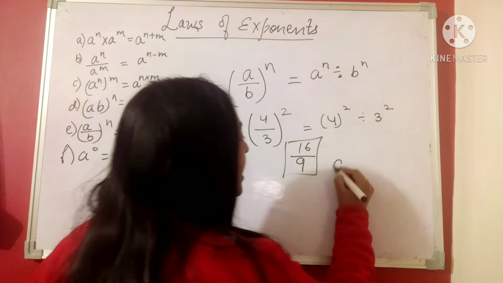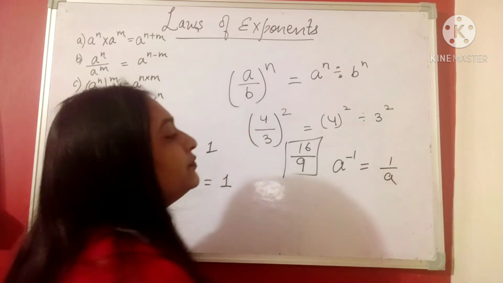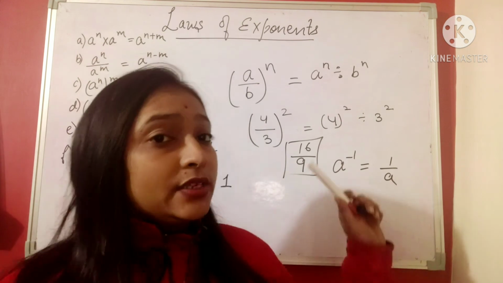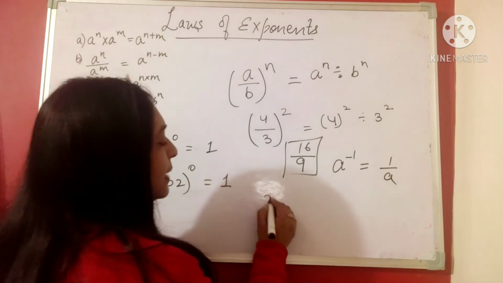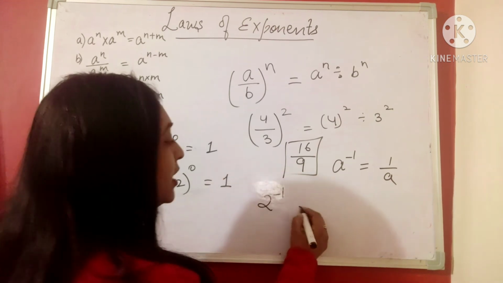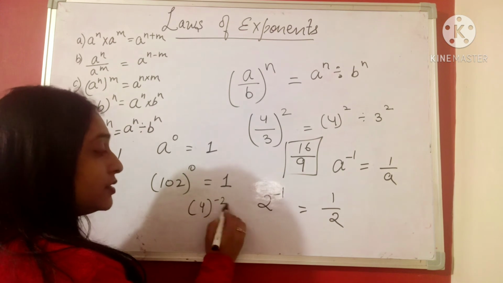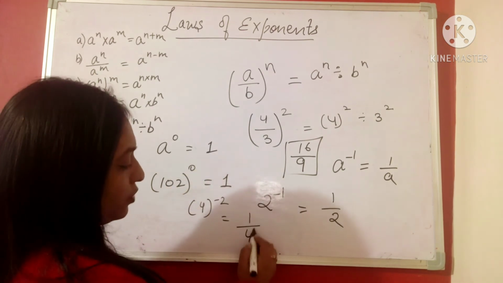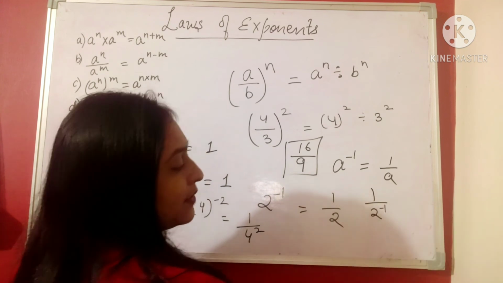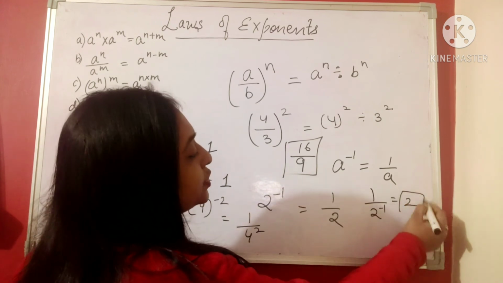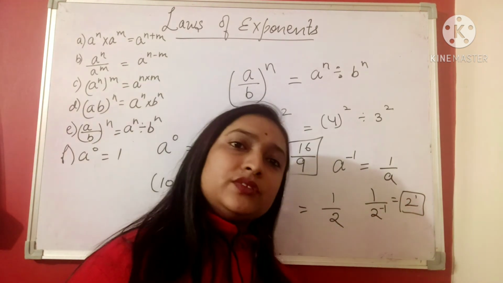The next law is a raised to the power minus 1 is equal to 1 upon a, which means whenever any number is raised to a negative power, we write that in the denominator. For example, 2 raised to the power minus 1 is equal to 1 upon 2. If it is 4 raised to the power minus 2, it means 1 upon 4 squared. If it is written 1 upon 2 raised to the power minus 1, which means 2 raised to the power 1. Right, now let us see a few questions based on these laws.